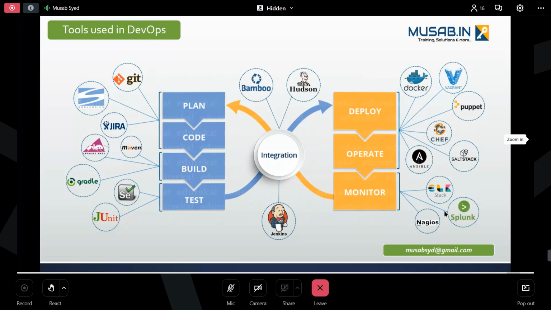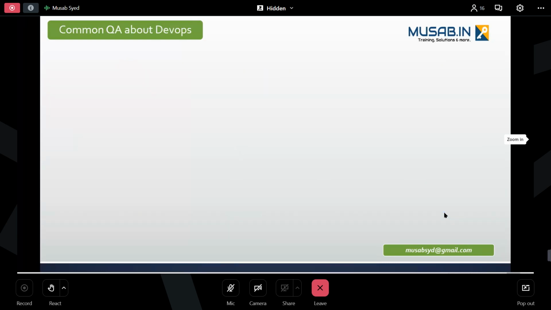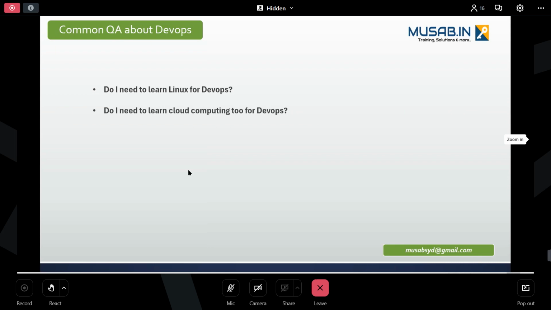Now, to learn DevOps, what do we need as a prerequisite? Do I need to learn Linux for DevOps? Absolutely yes, 100%. Without knowledge of Linux, DevOps is impossible. That is the reason in our curriculum, first we will start working with Linux only. Am I clear or not? Then do I need cloud computing for DevOps? Now, guys, honestly speaking, we are not working on on-premise data centers or physical data centers anymore.